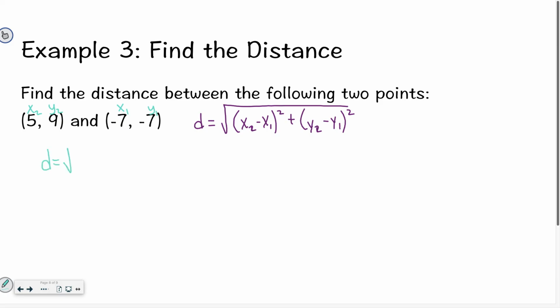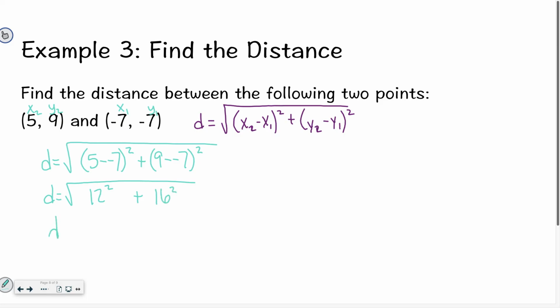So d equals the square root of 5 minus negative 7 squared plus 9 minus negative 7 squared. So d equals 5 minus a negative 7 becomes 5 plus 7, or 12. So I have 12 squared plus 9 minus negative 7 becomes 9 plus 7, which is 16. So we have 16 squared. So the distance equals 12 squared is 144. 16 squared is 256.